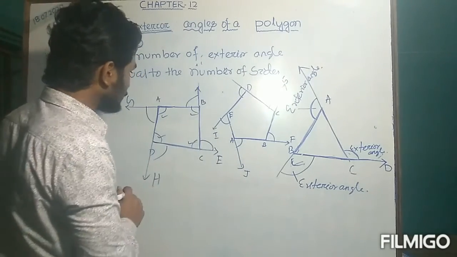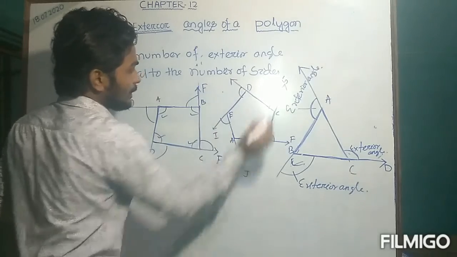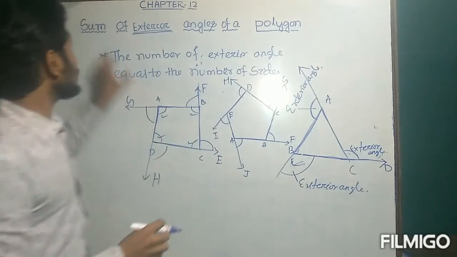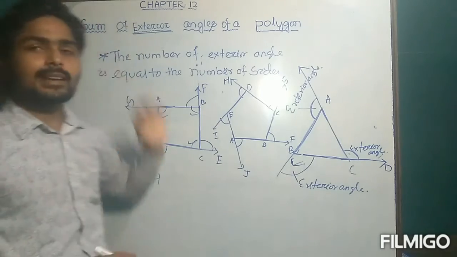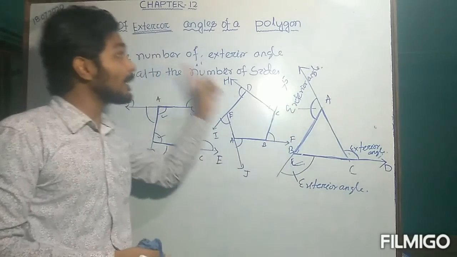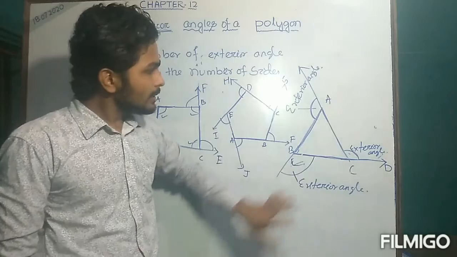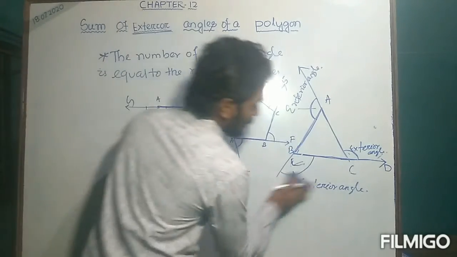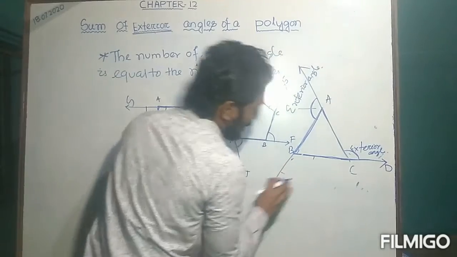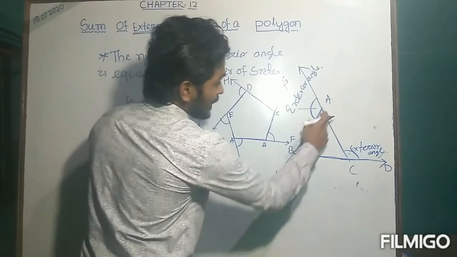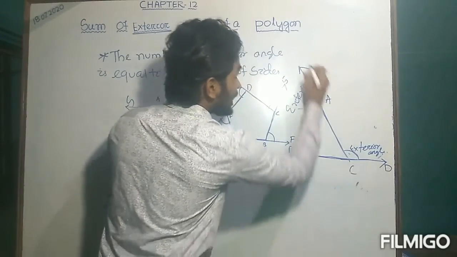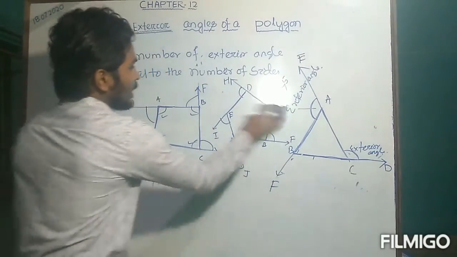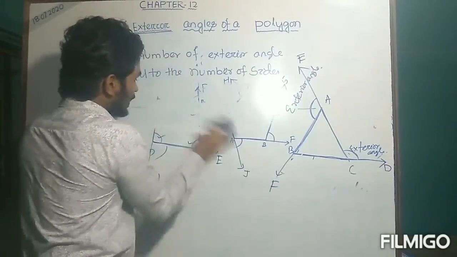Okay, so name it. Now we have to find what? We have to find the sum of the exterior angles. Since a triangle has 3 exterior angles, first we have to name them. Okay, so this is A, B, C. This is D. This is E. This is F. I am doing this separately so that you can easily understand it.